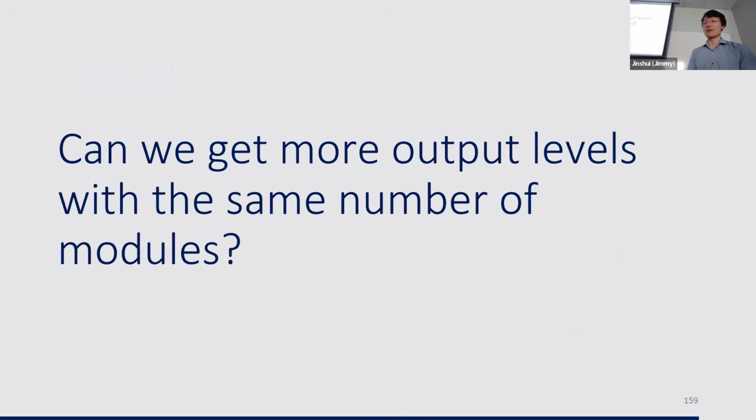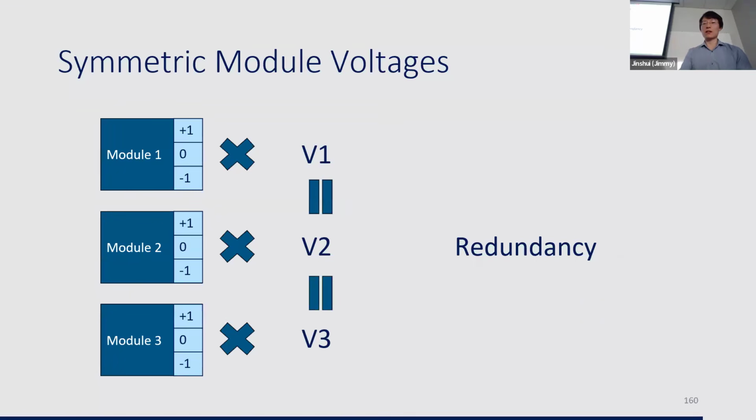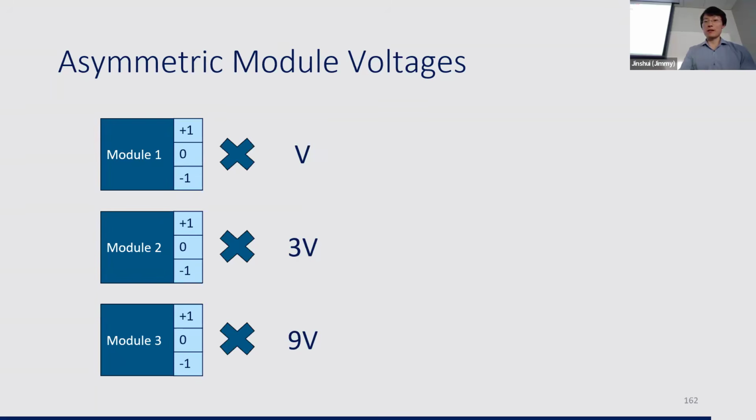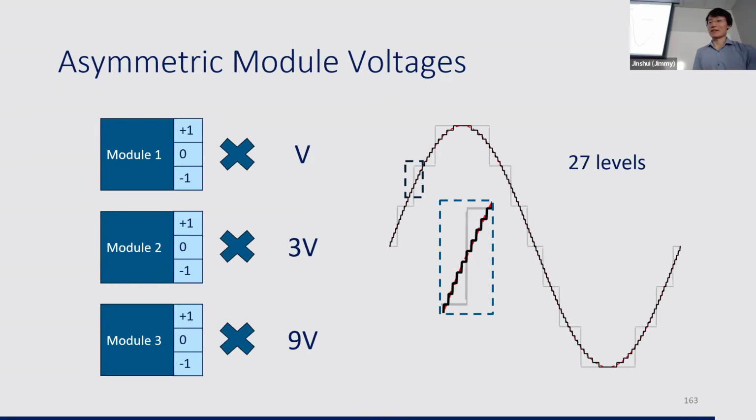So can we get more output levels with the same number of modules? The reason why we have so many redundant output voltages is that all the module voltages are the same. However, once we jump out of that framework, we can get a very different result. For example, if module 1 has a voltage of V, module 2 has 3 times V, and module 3 has 9 times V, guess how many output levels we get? Exactly 27. And an amazing resolution. It would have such a good resolution that its steps are barely visible anymore.